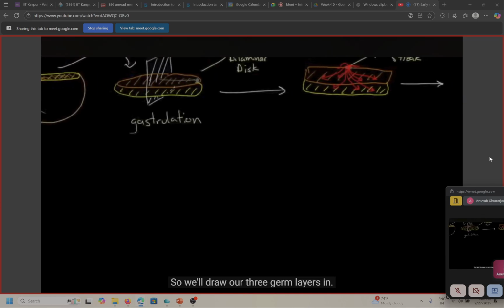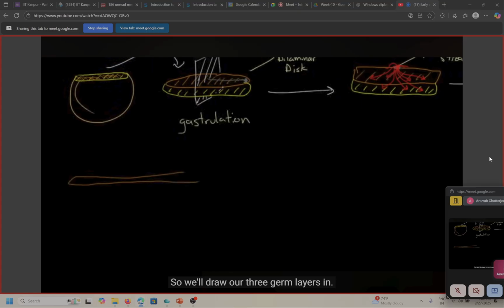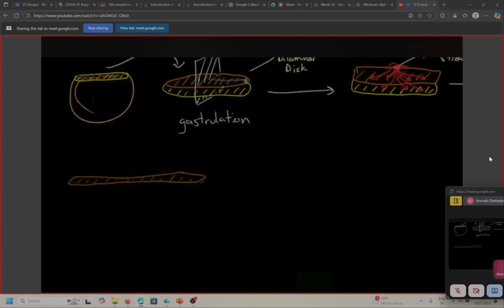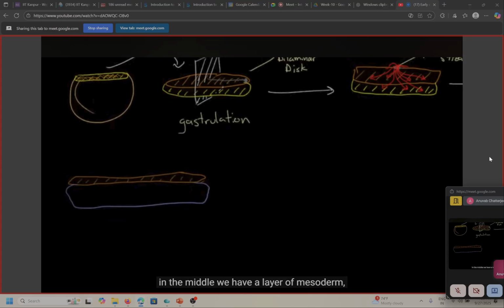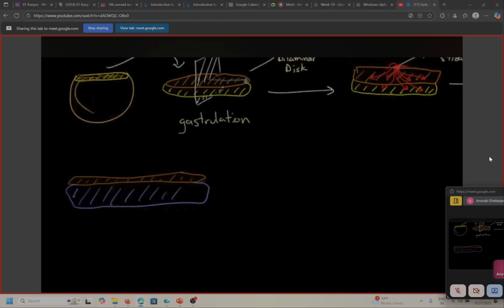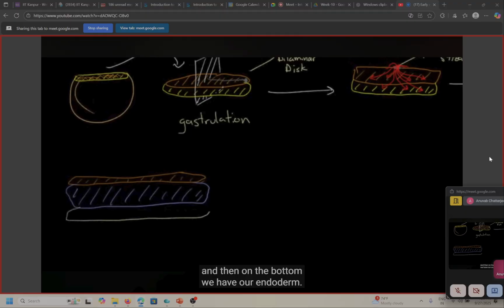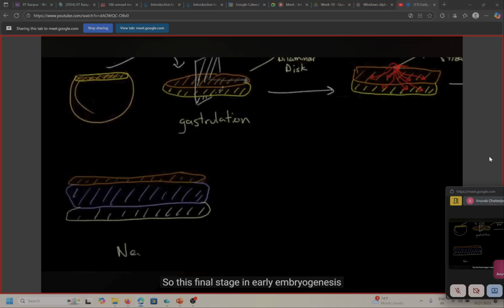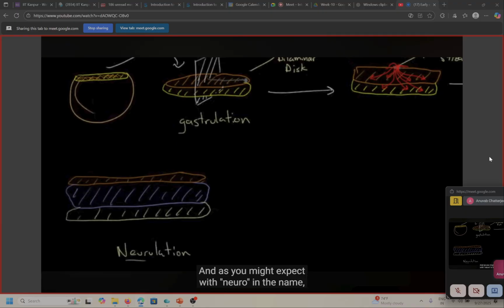So we'll draw our three germ layers in. We have a layer of ectoderm on the top. In the middle, we have a layer of mesoderm. And then on the bottom, we have our endoderm. So this final stage in early embryogenesis is called neurulation. And as you might expect with neuro in the name, we're going to see some neural elements formed here. And now we have our trilaminar disc with our three germ layers.